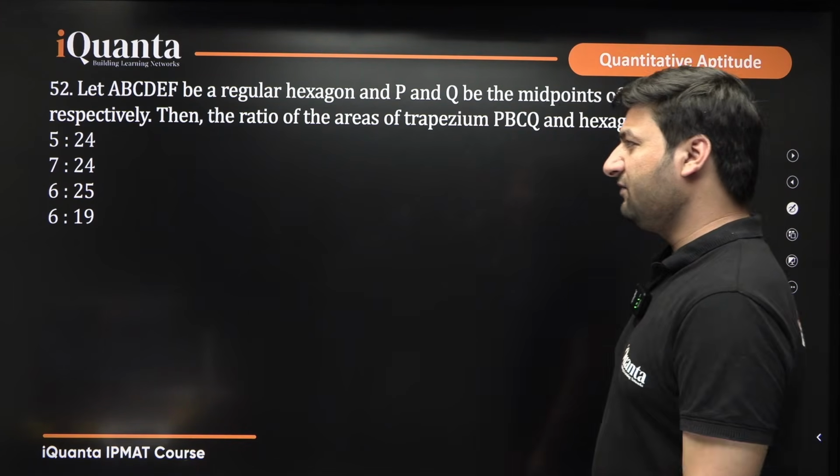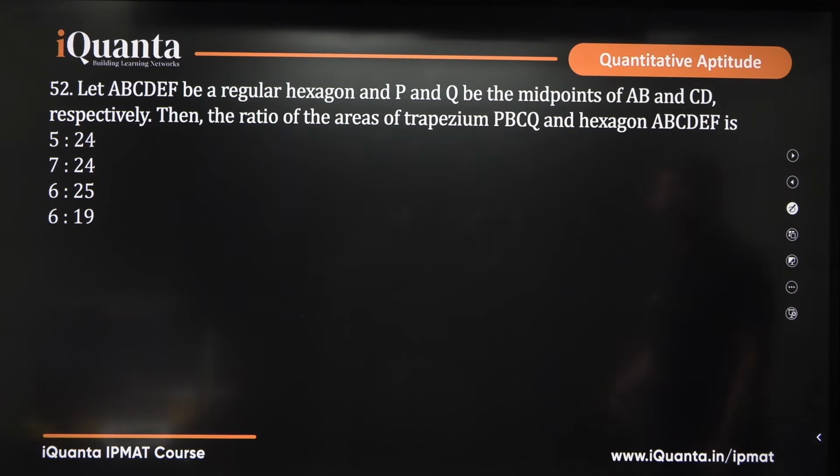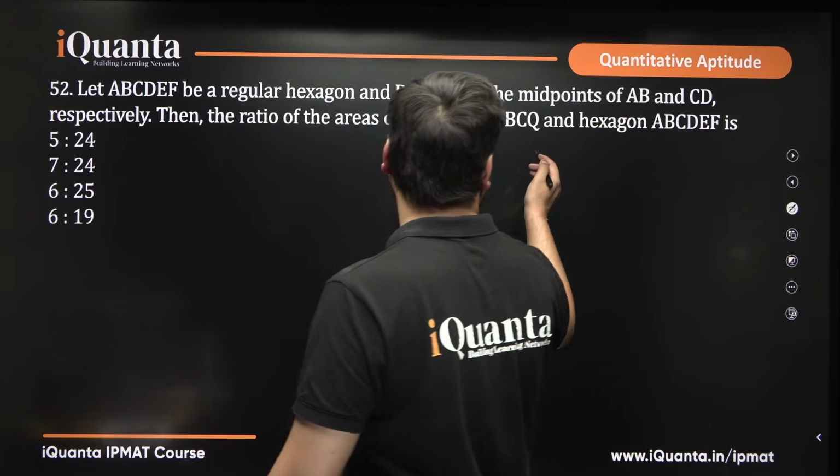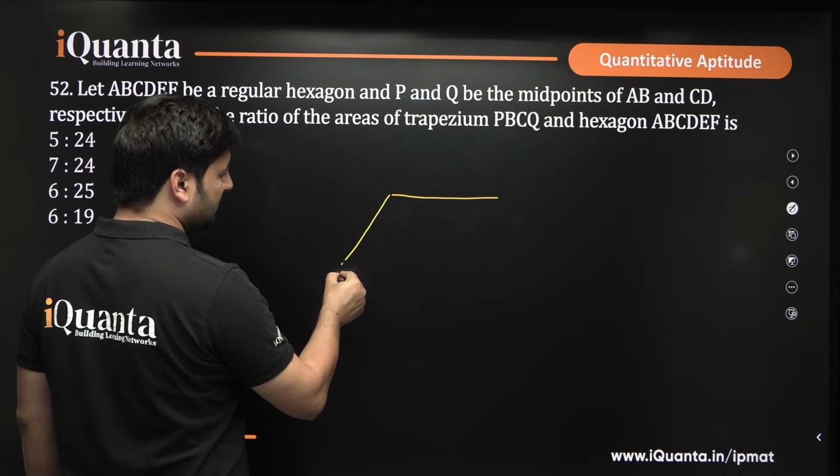Now, the question that we have is, let A, B, C, D, E, F be a regular hexagon and P and Q be the midpoints of AB and CD respectively, then the ratio of areas of trapezium PBCQ and the hexagon ABCDEF. Okay, we need to make a hexagon.